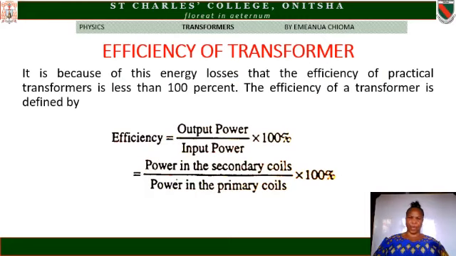Efficiency of a transformer. We've just mentioned energy losses in a transformer. I said that a practical transformer is less than 100% efficient because of these energy losses. The efficiency of a transformer can be defined as the output power, which is also called the power in the secondary coil, all over the input power, which is also called the power in the primary coil, times 100%.